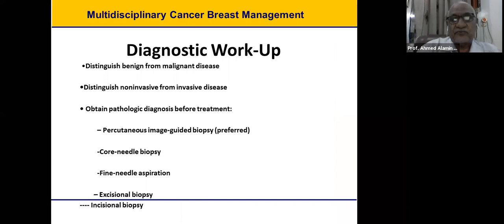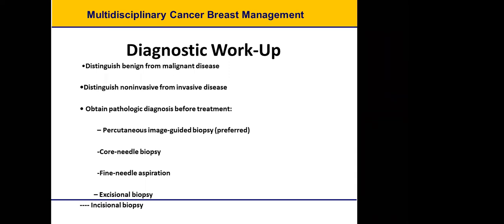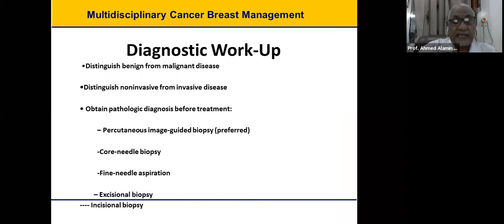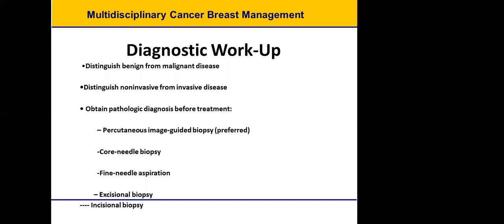You have to do a diagnostic workup to distinguish between benign and malignant disease, distinguish invasive and non-invasive disease, and obtain pathological diagnosis before treatment. The best is percutaneous image-guided biopsy because the mass is big and the malignant part is usually a small focus, and unless you guide the needle by an imaging technique, you tend to miss the malignant part, and the result is false negative.